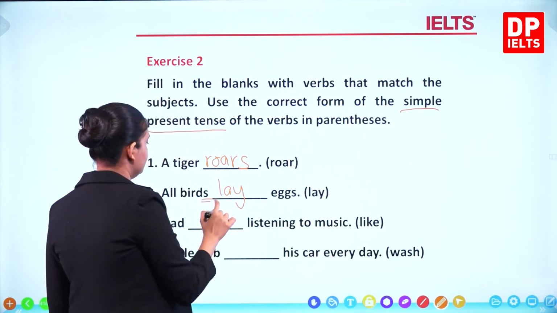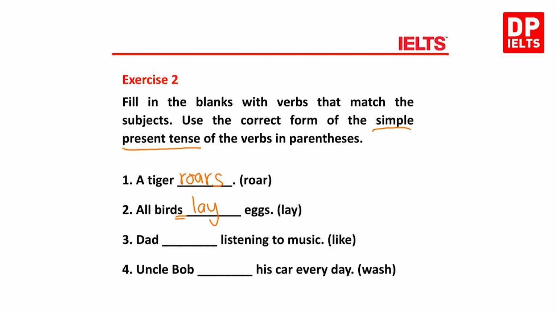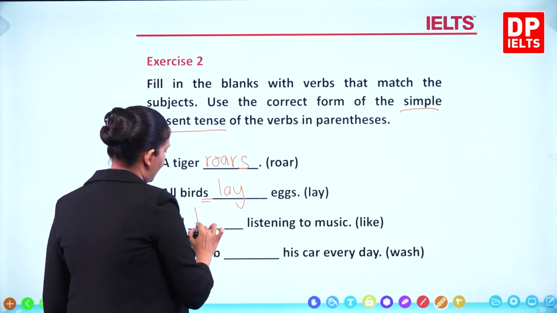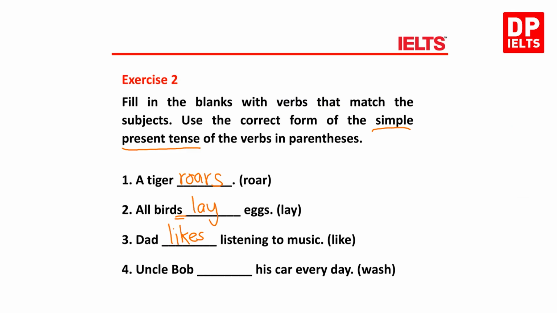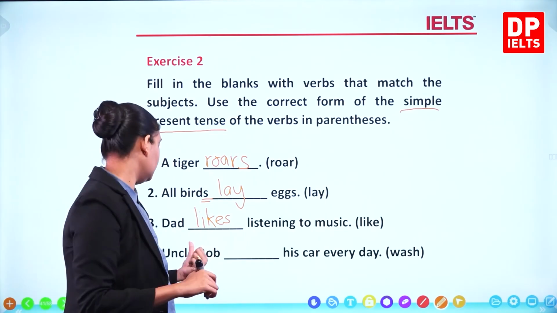All birds lay. So birds make it plural. Birds lay eggs. Birds என்பது plural subject. So நாங்க யூஸ் பண்றது plural verb lay. Dad is singular, so likes. Dad likes listening to music. Dad இதுல வந்து singular, so we use singular verb. Dad likes listening to music.